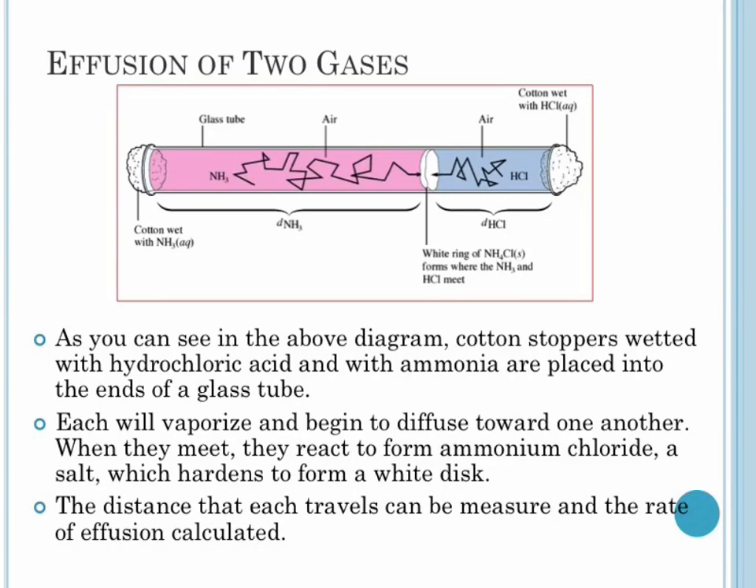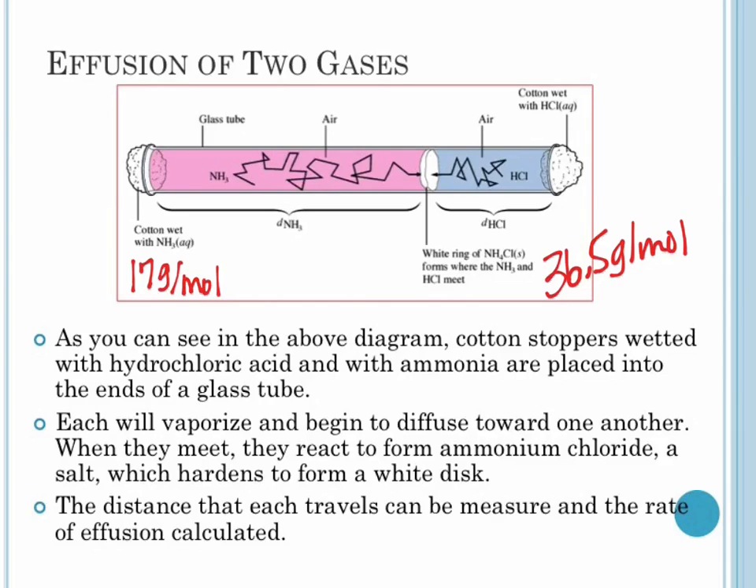So here I have ammonia. Ammonia is NH3, and it has a molar mass of 17 grams per mole. I take a piece of cotton, soak it in ammonia, put it in this tube. Then I take a piece of cotton and I soak it in hydrochloric acid, which has a molar mass of 36.5, and I put it at the other end of the tube.